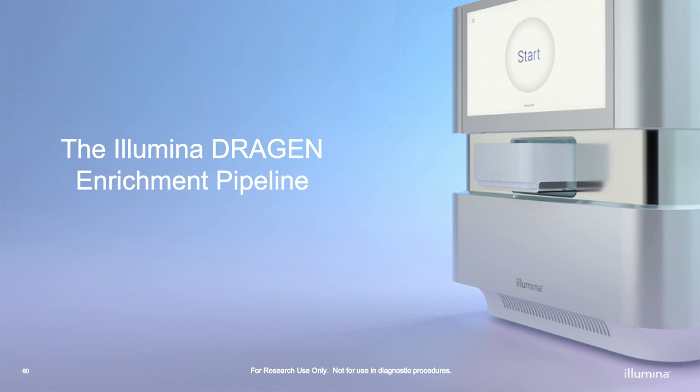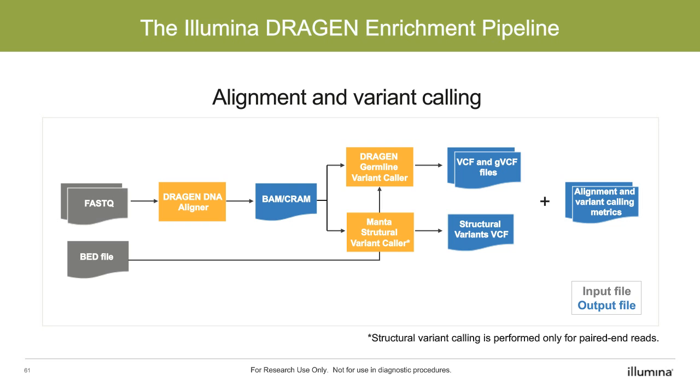Okay, so let's briefly talk about the DRAGEN enrichment pipeline. As we had mentioned earlier, this pipeline is very similar to the GATK Germline pipeline in the sense that it's going to perform alignment and variant calling. However, our variant callers are now going to be limited to the DRAGEN Germline variant caller for your small SNVs and indels and the MANTA structural variant caller.